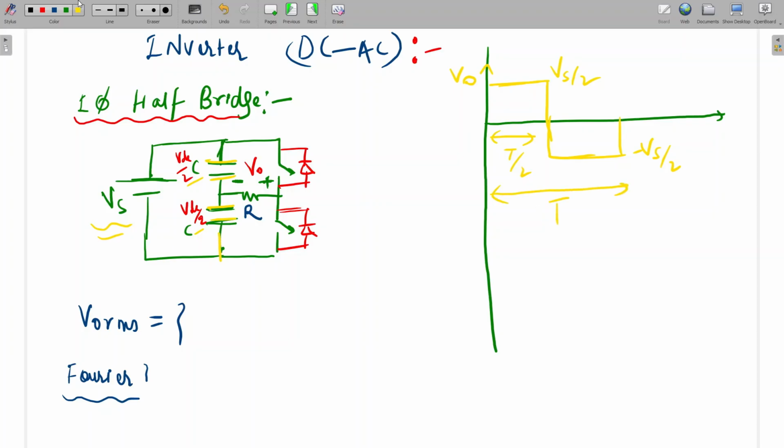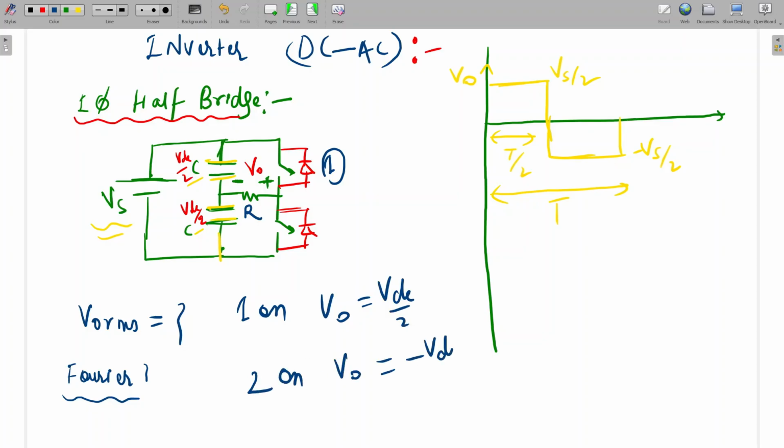Okay. So how will the inverter work? If switch 1 is on, it means output voltage will be VDC by 2. Switch 2 on means V0 is equal to minus VDC by 2. And these two are complementary switches. When one is on, two will be off. When two is on, one will be off. Is it clear? So we'll get this kind of waveform in the output.